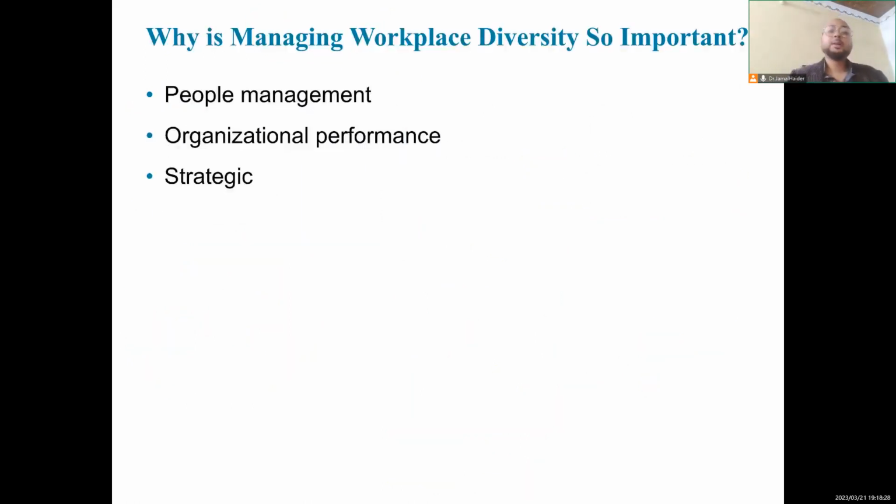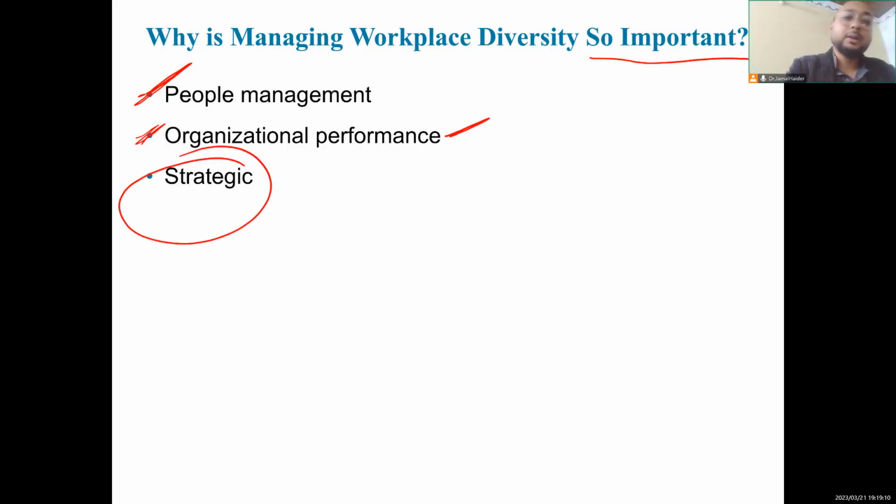So why is managing workplace diversity so important? Because a good manager gets the work done with the people, through the people, by the people, with efficiency and effectiveness. So you need to manage the people first, and when you manage the people, they will work hard for organizational performance. And when organizational performance is achieved, which is your one year short-term performance, it will help you to achieve your long-term performance as well.